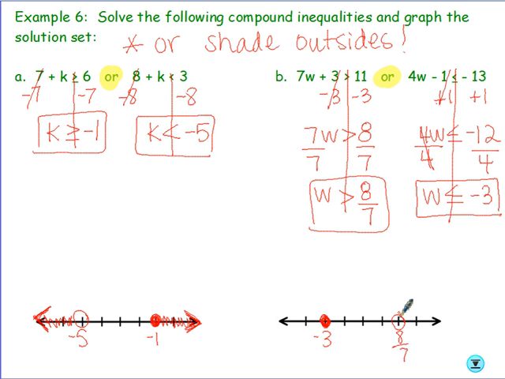Let's look at our shading. Negative 3, the arrow is pointing left, so I'm going to shade to the left. 8 over 7, the arrow is pointing to the right, so I'm going to shade to the right. And we are done. Hopefully you did well on these.